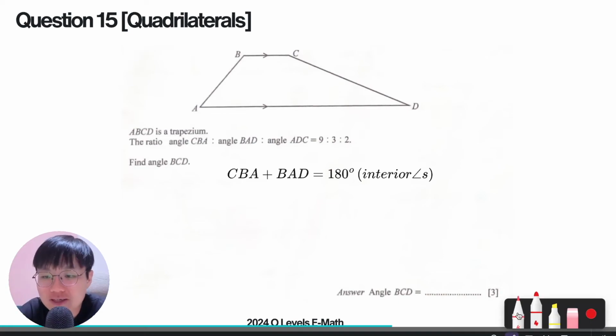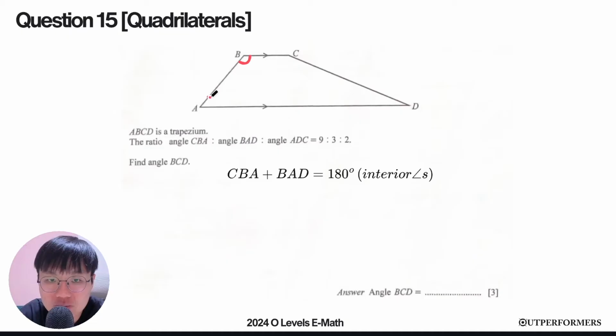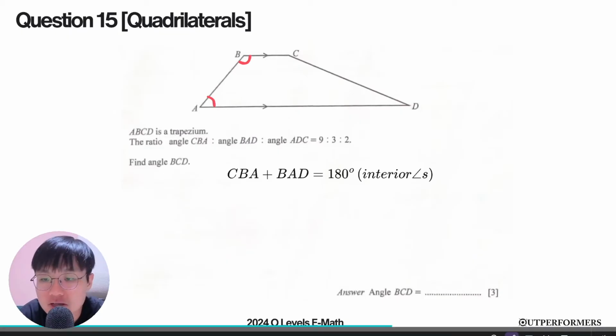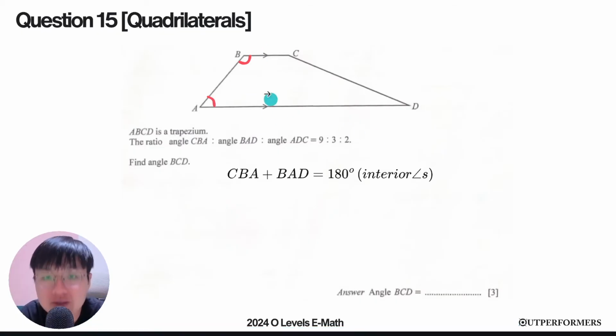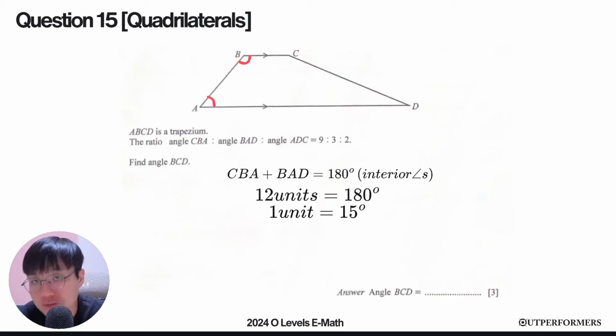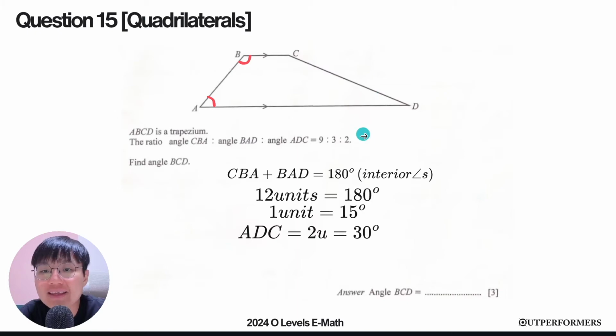So right here, we are actually looking at the interior angles because we have a pair. Every trapezium has a pair of parallel lines. So between the two parallel lines, I will be able to form 180 degrees for the sum. So between these two, since they add up to 180 degrees, we know what 9 plus 3 consists of. Because it's 9 units and 3 units adding up to 180 degrees. So we'll be able to find one unit to get 15 degrees over here, and proceed on to find ADC, which is 30 degrees right here.